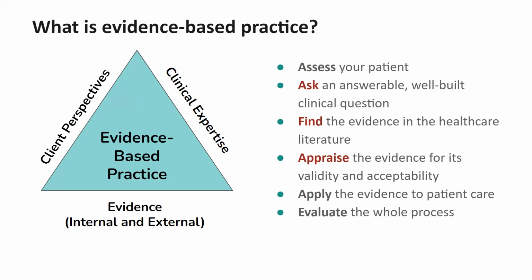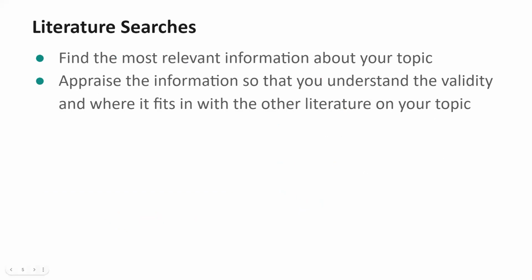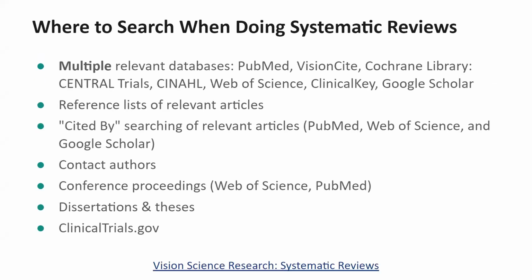The library can help you with the research-related steps in this process, which are asking clinical or research questions, finding evidence, and appraising the evidence you found. When doing literature searches, your goal is to find the most relevant information about your topic, which means you'll want to be very specific about what your question is, which will help you determine what you're looking for. You'll also need to use good search techniques to find all of the relevant information. Next, you'll appraise the evidence you found so that you understand its validity and where it fits in with the other literature on your topic.